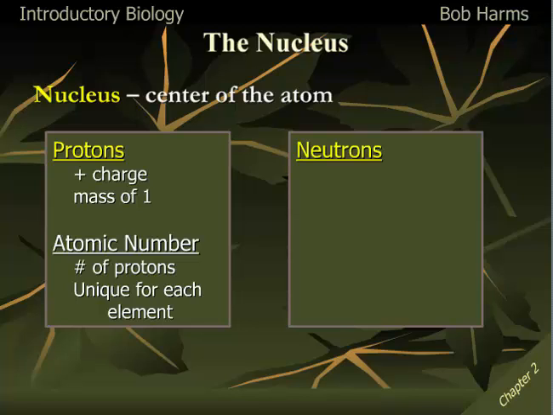Our other major component of the nucleus are those neutrons, and as their name implies, they're neutral. They have no electrical charge. They're completely electrically neutral. They're very similar to protons, though, in size, so they have a mass of 1 atomic mass unit. And if we look at our protons and neutrons together, they make up the bulk of the mass or the weight of the atom, and so that's our atomic mass.